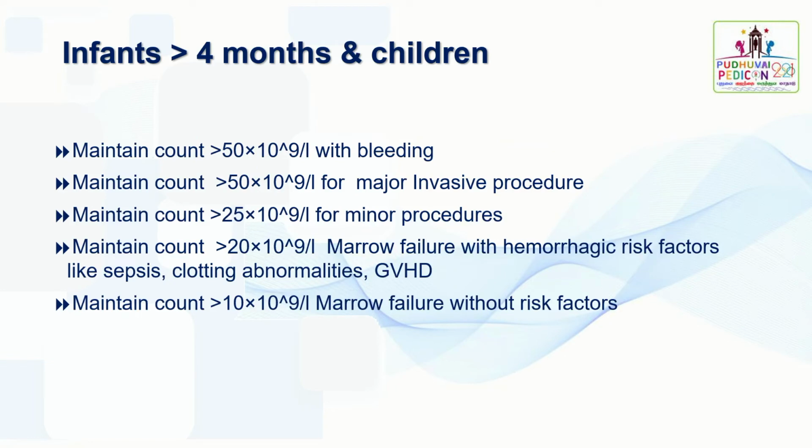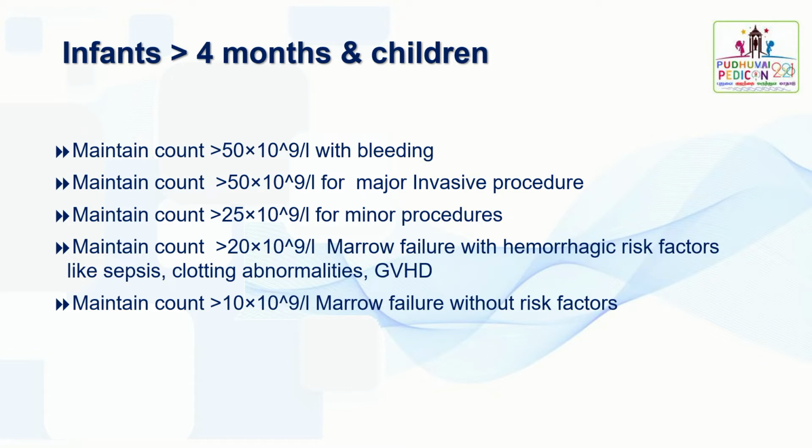Coming on to the indications for platelet transfusion, for infants more than 4 months, maintain the platelet count more than 50 into 10 power 9 per liter with bleeding manifestation. And also for major invasive procedures, the count can be maintained more than 50. So if the count is less than 50 into 10 power 9, you have to go for transfusion. For minor procedures like LP and central line insertion, the count should be more than 25. So if the count is less than 25 into 10 power 9, you should avoid minor procedures. You can do it after platelet transfusion.